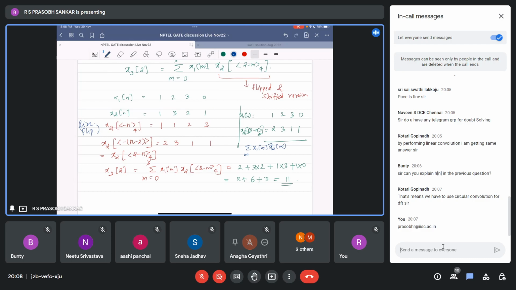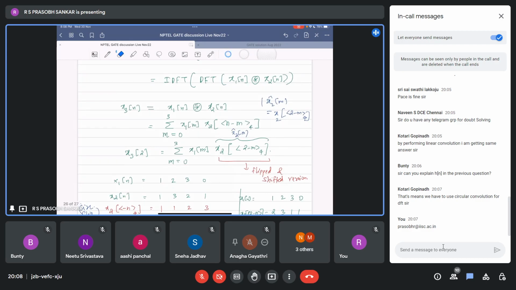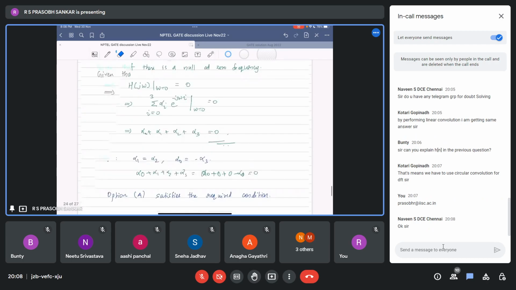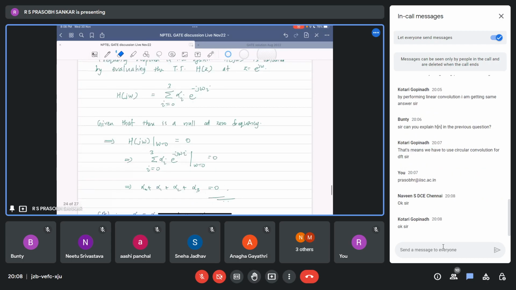So that means we have to use circular convolution for DFT. Correct, correct. Whenever we have DFT, we need to use circular convolution. You're right. And the other question: can you explain the previous question? By the way, did I answer your question?